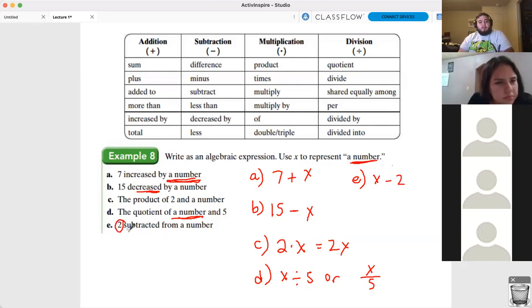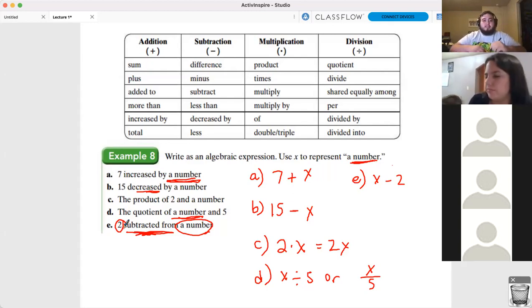It says 2 is being subtracted from a number. Wouldn't it be like 2 minus X? It's not the same thing. 2 minus X is not the same thing. So look at the wording, Sarah. What if I told you, hey, Sarah, 2 is being subtracted from 10? What would you write? What's the answer of that? 8. So what did you do in your head? 10 minus 2. So it should be X minus 2. Do you see that? Yes. Okay, good question. All right.